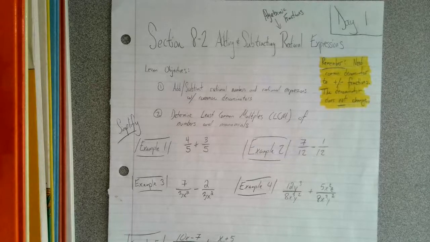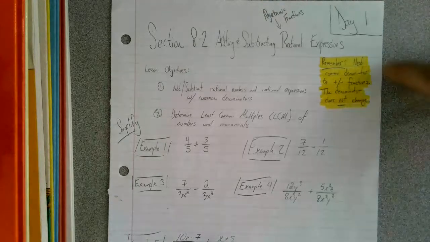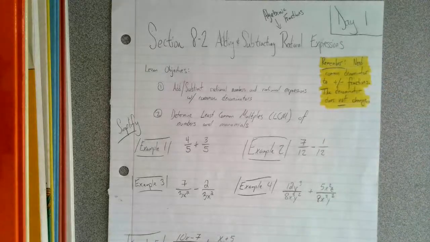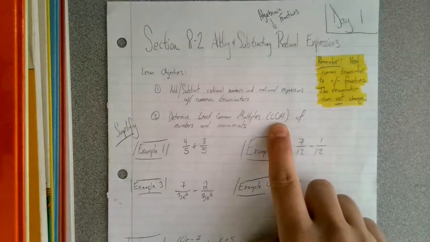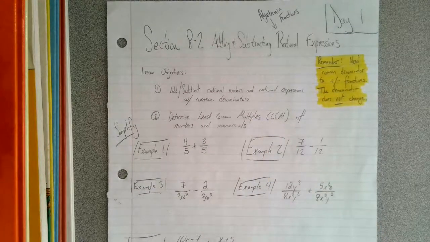So what we're going to do today, we're going to kind of start small. We're going to add and subtract rational numbers and rational expressions that have common denominators. Remember that in order to add or subtract fractions, we need a common denominator. So we're going to start with ones that just have a common denominator. And then after that, to get us ready for tomorrow's lesson, we're going to focus and isolate a skill on determining the least common multiple of numbers and of monomials with variables and things like that. All right.